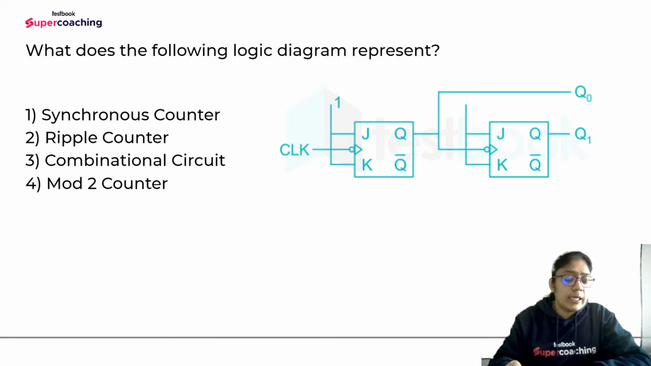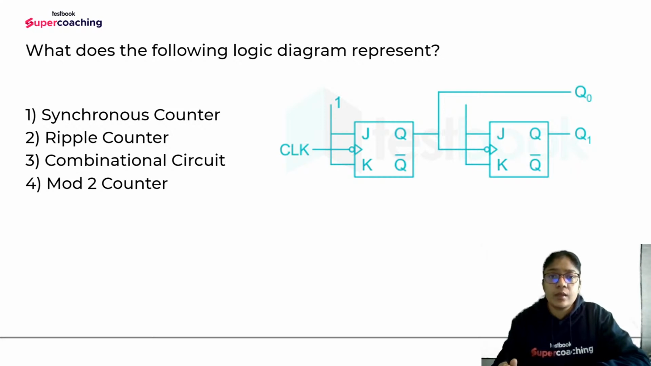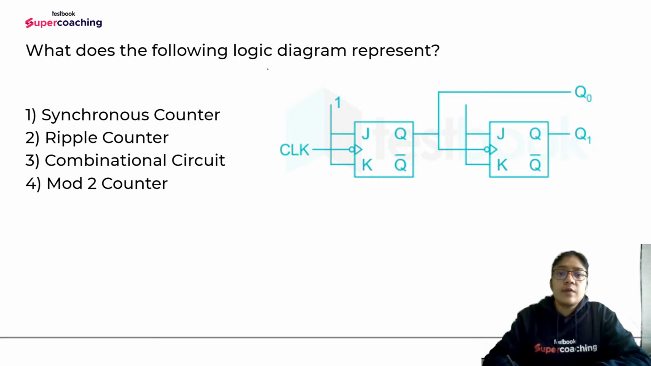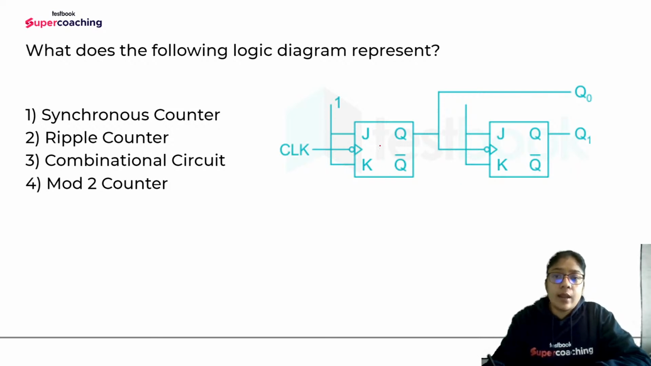I cannot see enough comments. This is something which we have already covered. What does the following logic diagram represent? You have been given a diagram. In this diagram, there are two flip-flops taken, that is JK flip-flop, connected in some order with the clock. Here, is this the common clock which is applied to both the flip-flops or is it a different one? So this is Q0, Q0 complement, Q1 and Q1 complement.